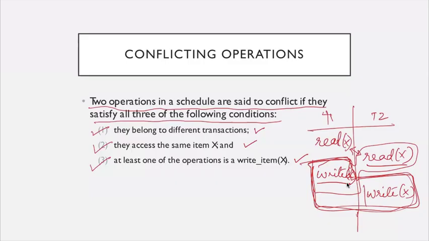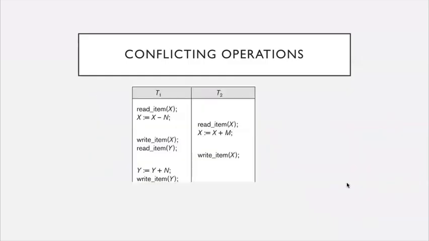We'll see in a while that we can do some processing with these schedules on these conflicting operations, and we can see how we can assure that concurrency control is maintained. So this is about conflicting operations.